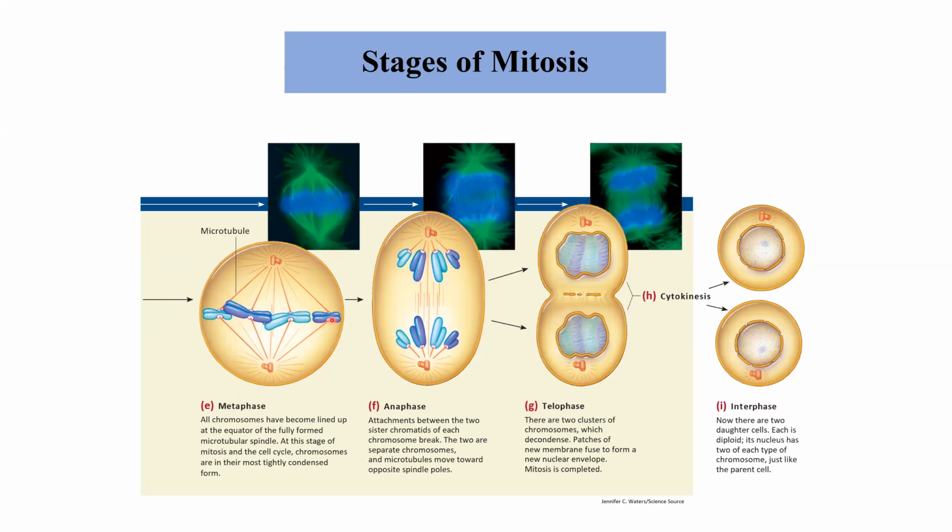And at this point, all your chromosomes have become lined up at the equator of the fully formed microtubular spindle. At this stage of mitosis and the cell cycle, chromosomes are in their most tightly condensed form. This midline is also sometimes referred to as the metaphase plate. So now we are getting ready to really separate these things.